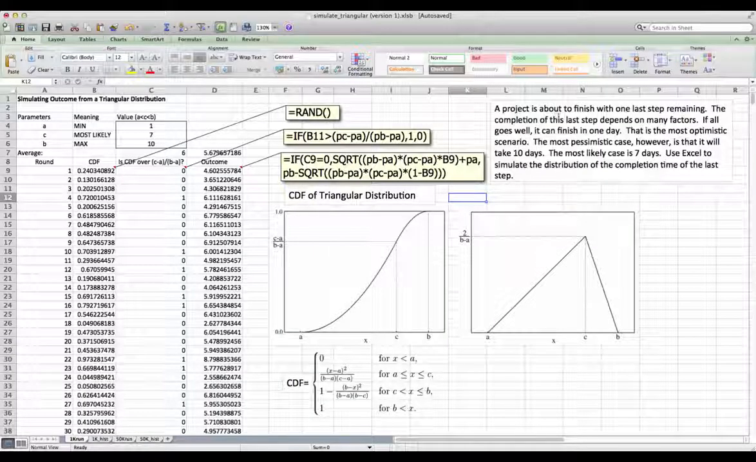A project is about to finish with one last step, but the completion of this last step depends on many factors. If all goes well, it can finish in one day, which is the most optimistic case. The most pessimistic case, however, is that it will take 10 days. The most likely, however, is that this step will take 7 days. Use Excel to simulate the distribution of the completion time of this last step.